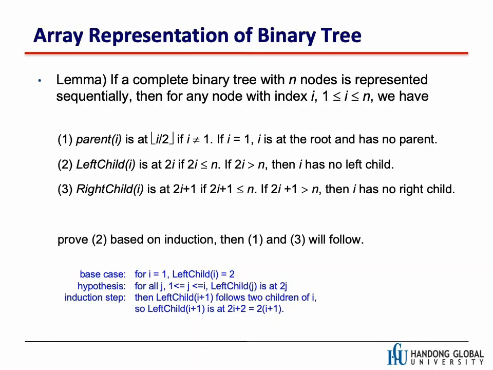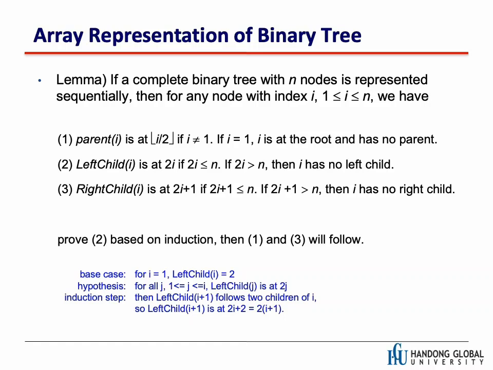And what about the right child? The right child of i is at 2 times i plus 1. Look at the second one, left child and right child: if the left child is at 2 times i, then obviously the right child should be at 2 times i plus 1, only if 2 times i plus 1 is less than or equal to n. If 2 times i plus 1 is greater than n, then i has no right child. If you get confused, draw some binary trees and check what these statements mean.